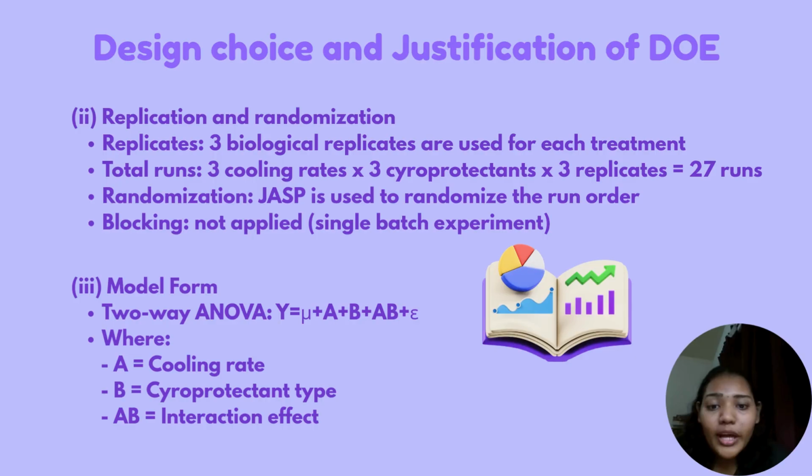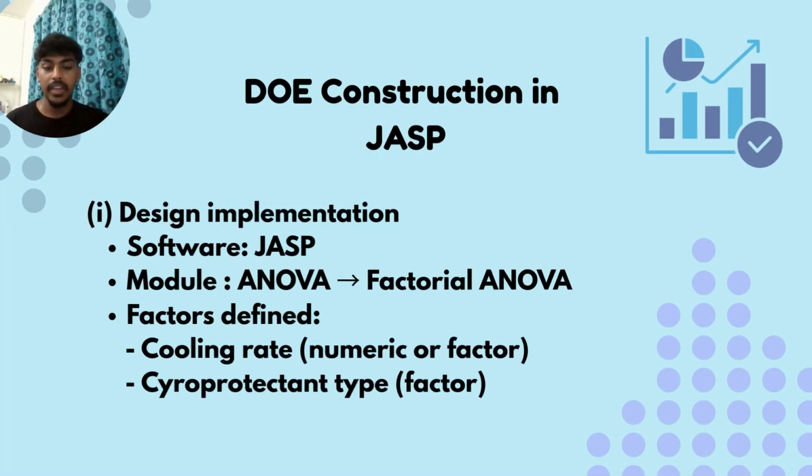As for model form, a two-way ANOVA model is used and this equation describes how the response variable is influenced. The design was implemented using JASP software under the factorial ANOVA module. Cooling rate and cryoprotectant type were defined as fixed factors, while viability percentage was set as the dependent variable. This slide shows the run matrix, which includes the cooling rate, cryoprotectant type, replicate number, and measured viability. Although the table may be ordered for readability, the actual run order was randomized in JASP.